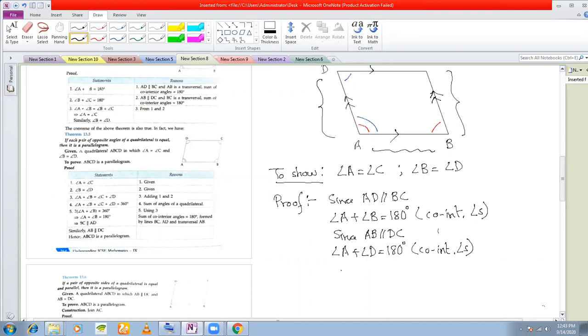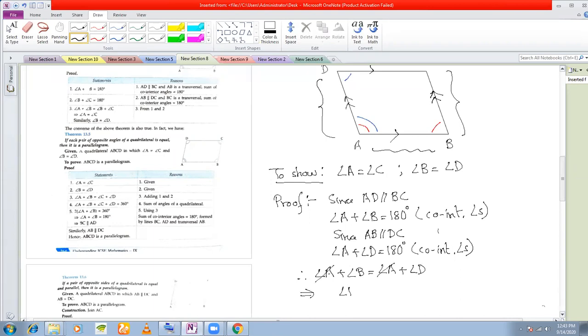Okay, so therefore, what do you get? Angle A plus angle B is 180 and angle A plus angle D is also 180. So therefore, these two must be equal. That means angle A plus angle B must be equal to angle A plus angle D. Therefore, what happens? These two cancel.